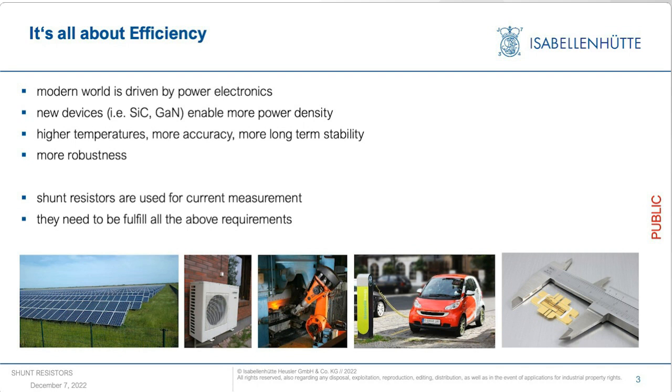For all passive components used in these applications, it means we have to deal with higher temperatures, with more accuracy, and with more long-term stability. And we have to design our passive components to become as robust as possible. As I mentioned in the introduction, shunt resistors are used for current measurement in a lot of applications, and these need to fulfill all the above-mentioned requirements.